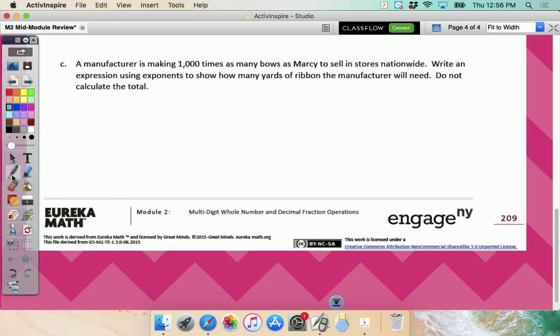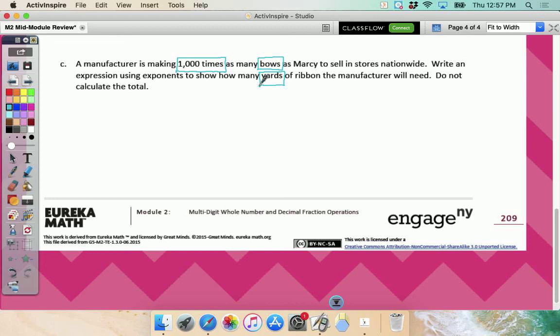First of all, look back at the very first problem on your paper. The middle column where we just wrote the digits and the parentheses, that's what an expression is. It's just numbers and symbols. Okay? All right. So we're going to have to use an expression. Now, let's put a box around this 1,000 times. I think that's important, don't you? And then we're going to put a box around the bows and the yards.